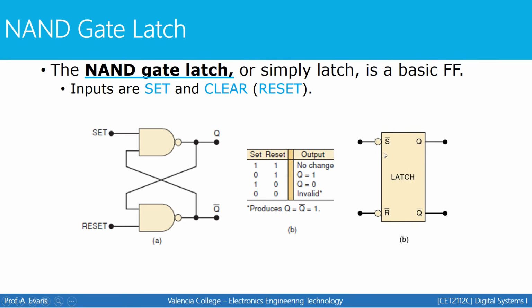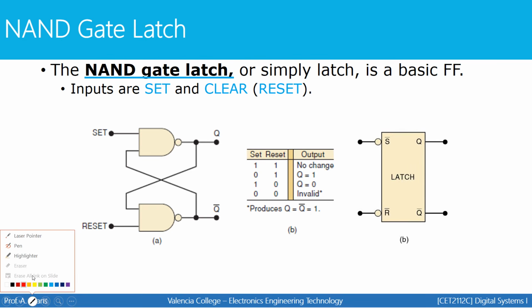This is a symbol that we also use to represent the latch. Notice that the S and the R have a bar on top and a bubble in front. When you see an input that's labeled with both a bar and a bubble, that's called an active low input. That means if I want to activate this input, I have to send a low signal.